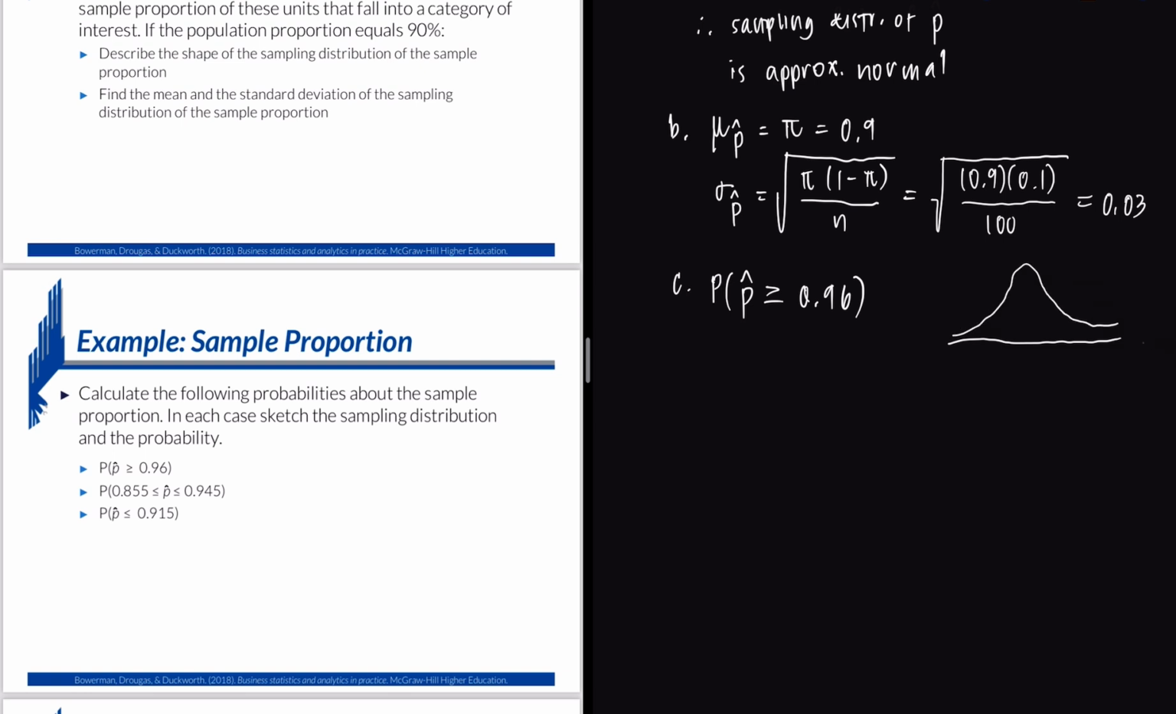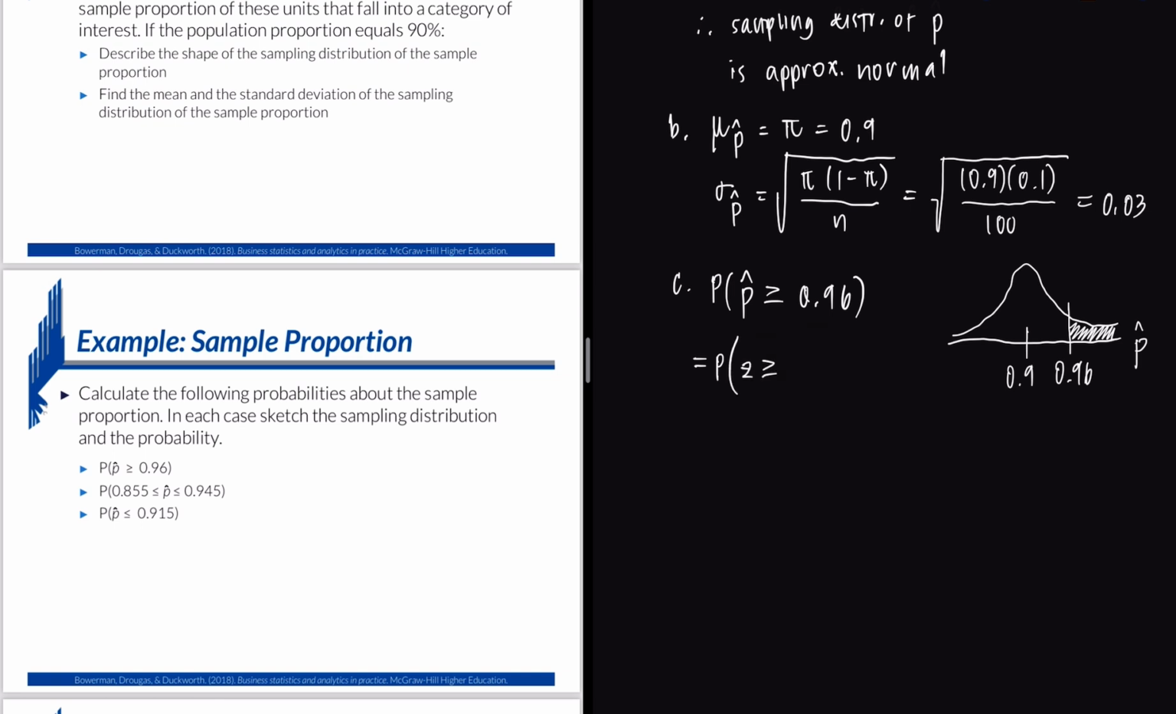So let's say this is the distribution of p hats. We know that the value at the center is 0.9, and we are solving for the probability that the p hat is greater than or equal to 0.96, which is greater than 0.9 or somewhere to the right of 0.9, and it's asking for the area to the right of 0.96. Therefore, we are solving for this particular area. And since p hats are approximately normal, we can solve for this probability by converting this to z.